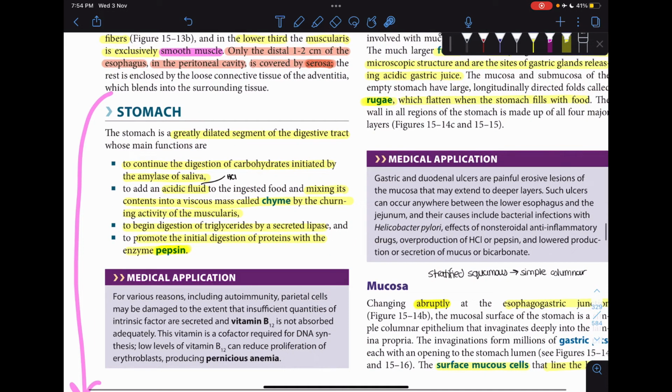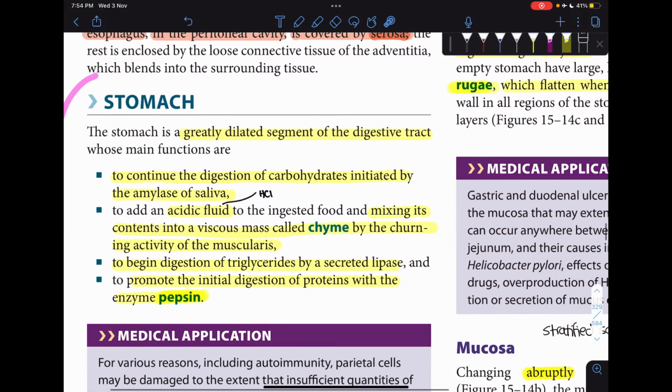And the stomach has a lot of functions but the main functions are firstly, to continue the digestion of carbohydrates initiated by the amylase of the saliva. As we know, the carbohydrates are first digested in the oral cavity because of the saliva containing amylase, but it's not a full digestion, so the stomach continues that digestion. Then we have to add an acidic fluid, which is hydrochloric acid, to the ingested food and mix its contents into a viscous mass called chyme.